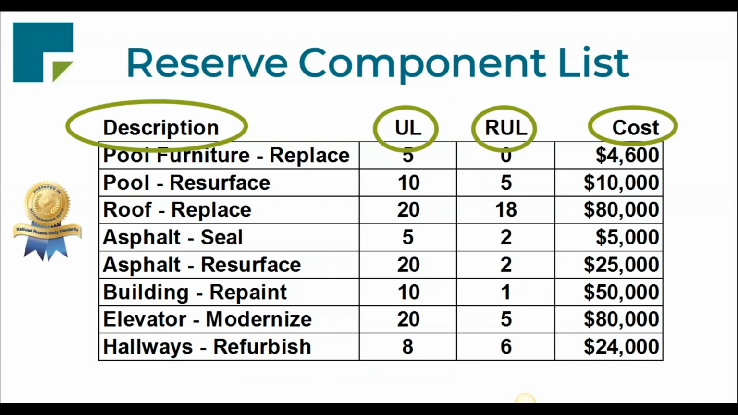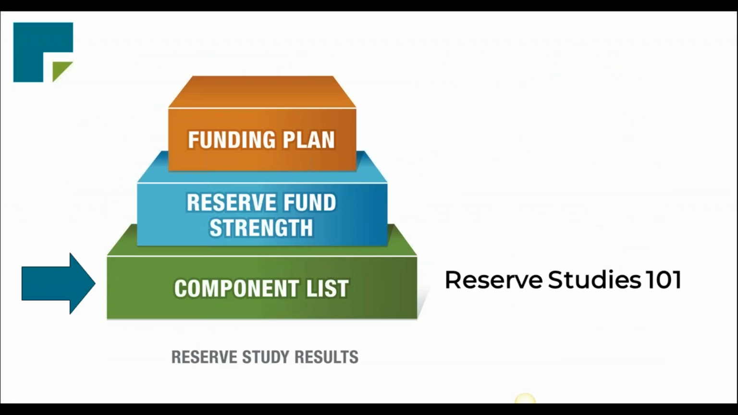Here's a sample component list that we'll be using today, probably shorter than most, but it'll do for the purposes of today's webinar. I expect you've all seen something like this before. Each component has a description, a useful life estimate, remaining useful life estimate, and a current cost estimate. We've done a webinar on assembling the reserve component list, so for those of you interested in learning how these components are selected, you can catch that webinar, which we call Reserve Studies 101. You can find it on YouTube or on our website, reservestudy.com.